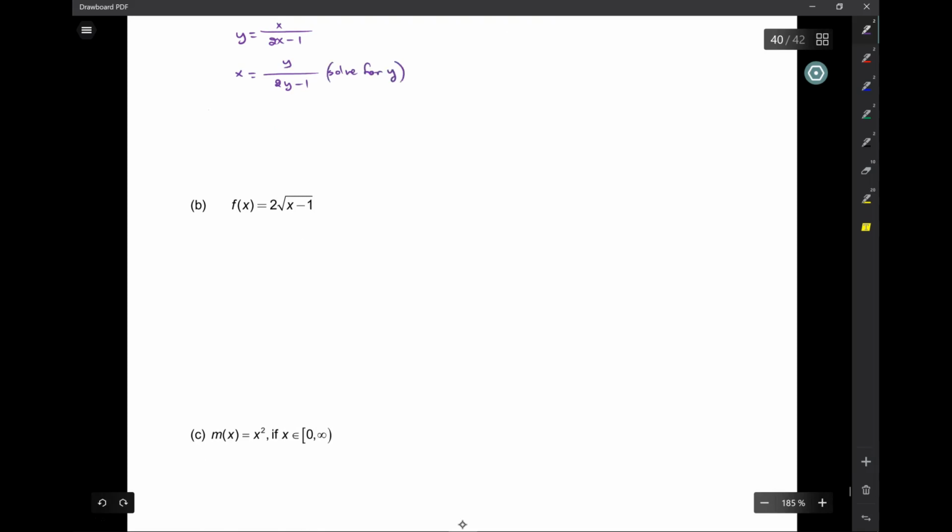Okay, so x times 2y minus 1 is equal to y. We're going to distribute the x. What are we solving for? Y. So I'm going to bring all the y's to the same side, and everything with the x goes on the other side. 2xy minus y is equal to x. Now I'm going to factor out a y.